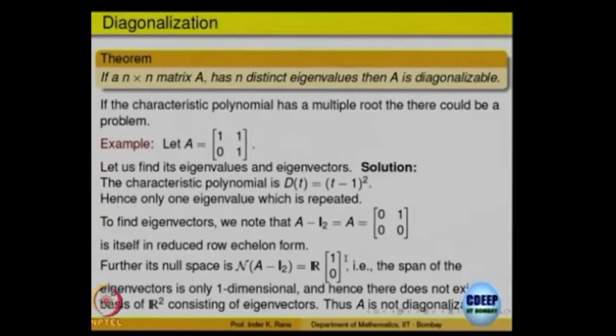So that means I cannot find a basis of R2 consisting of eigenvectors. So what does the previous theorem tell me? This matrix is not diagonalizable, because there is only one eigenvalue, and for lambda equal to 1, I can find only one linearly independent eigenvector because the solution space has dimension 1. So it depends on whether, for a repeated root, I can find that many linearly independent eigenvectors for it or not. Essentially it boils down to that.